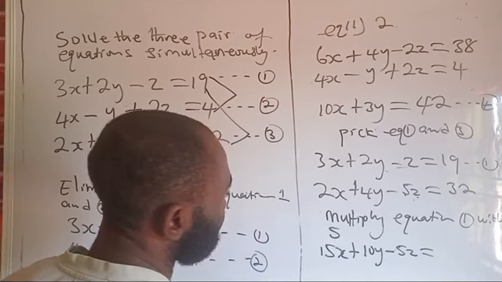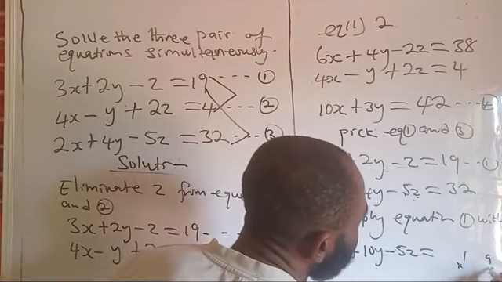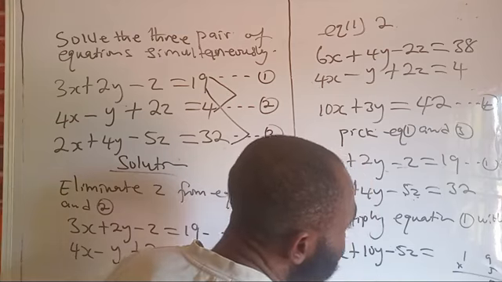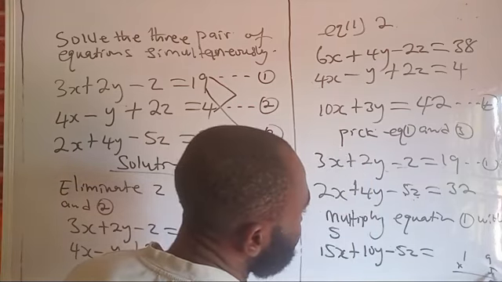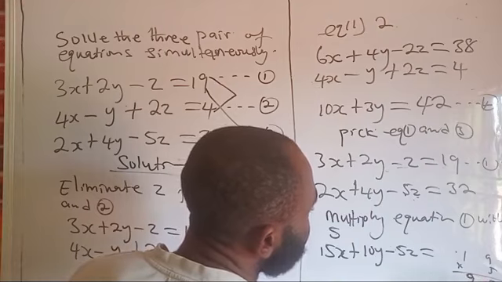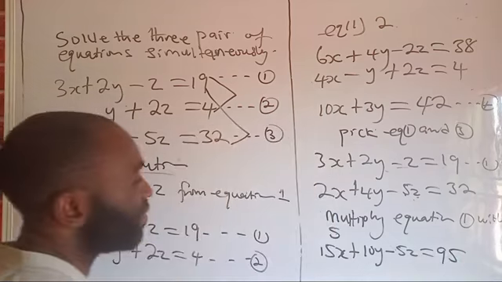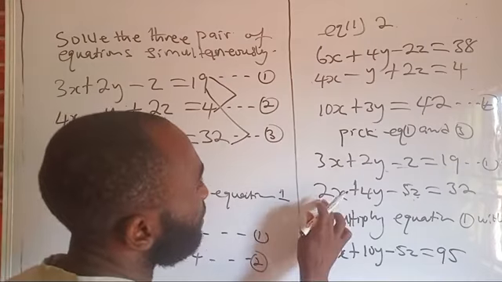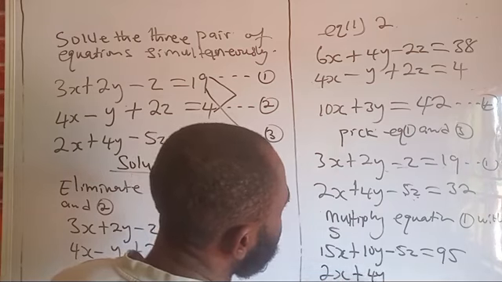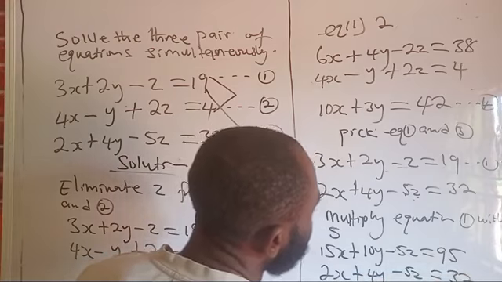Then 19 times 5, let's check it. 5 times 9 is 45, write 5, then 5 times 1 gives us 95. So here it is 95. We now bring the third equation, 2x plus 4y minus 5z is equal to 32.